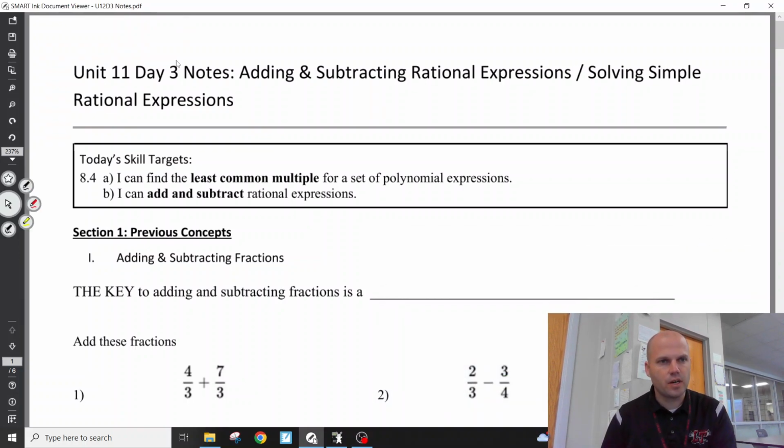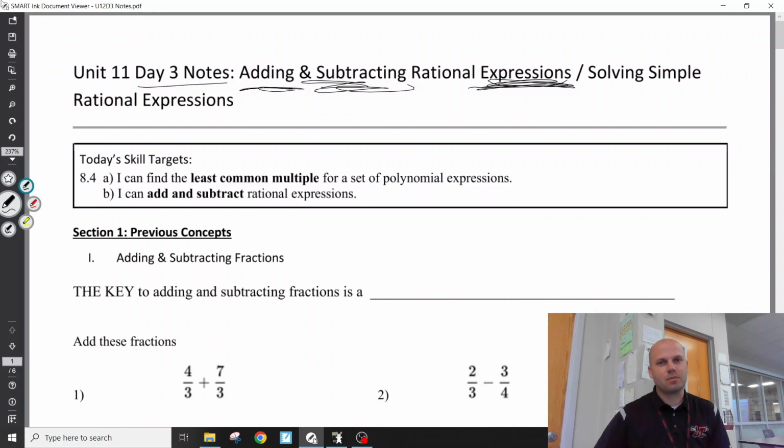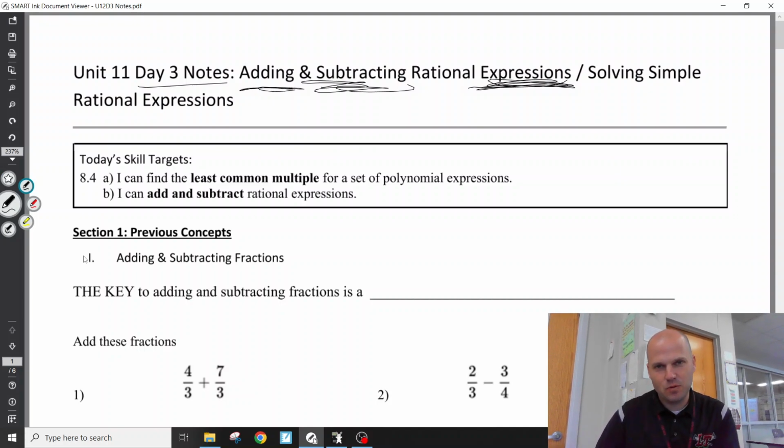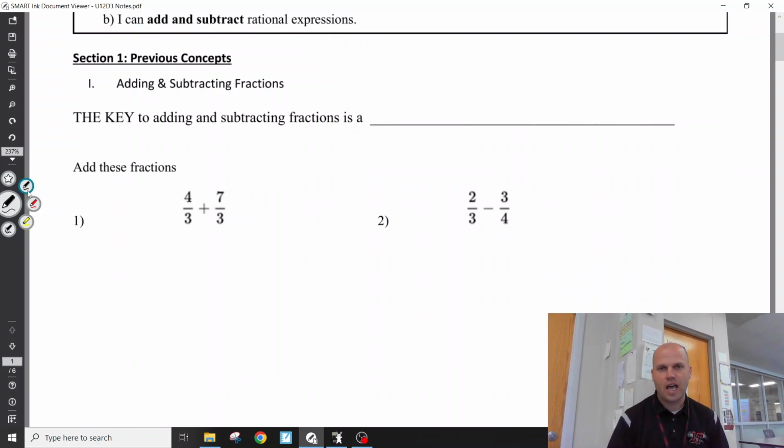It's Mr. Messner here, talking about everybody's favorite fractions. And now we're going to add and subtract them. Last class we multiplied and divided. Now we're going to add and subtract. And just like if you know how to do operations of fractions with numbers, you should be okay with this. You got to remember the key to adding and subtracting fractions is having a common denominator.